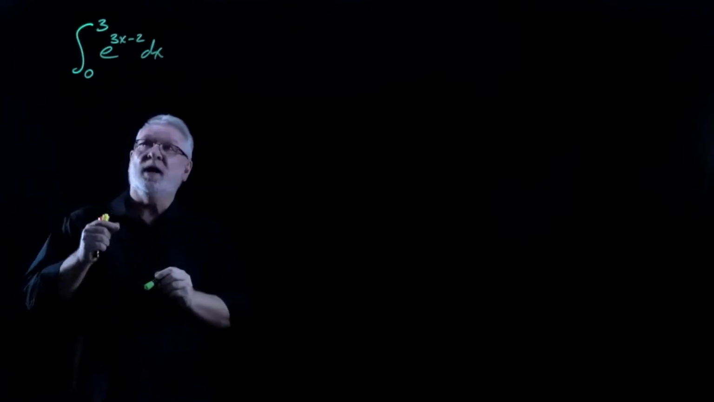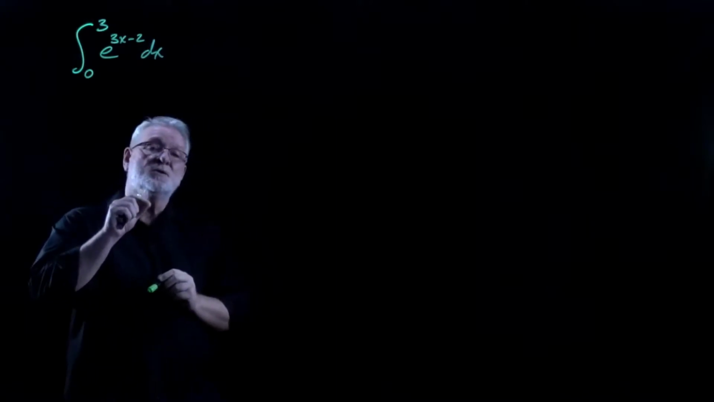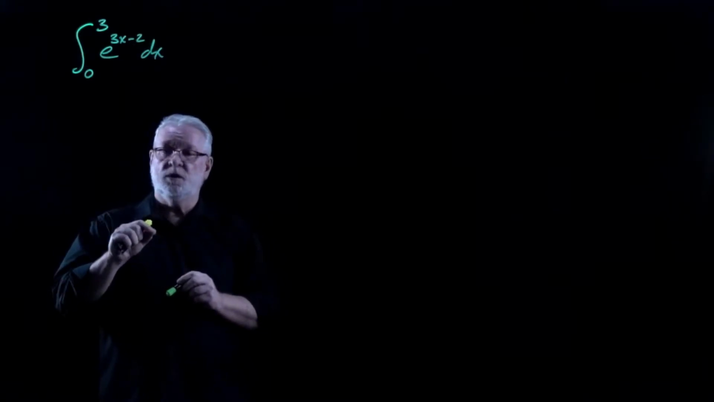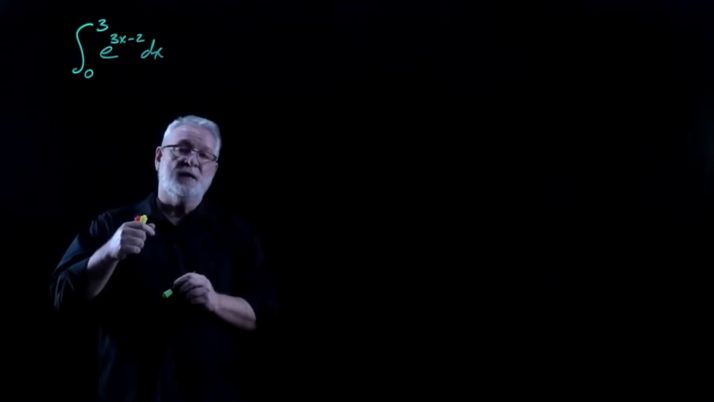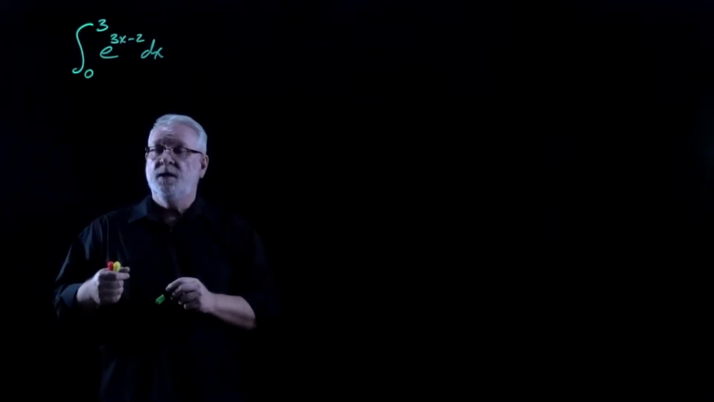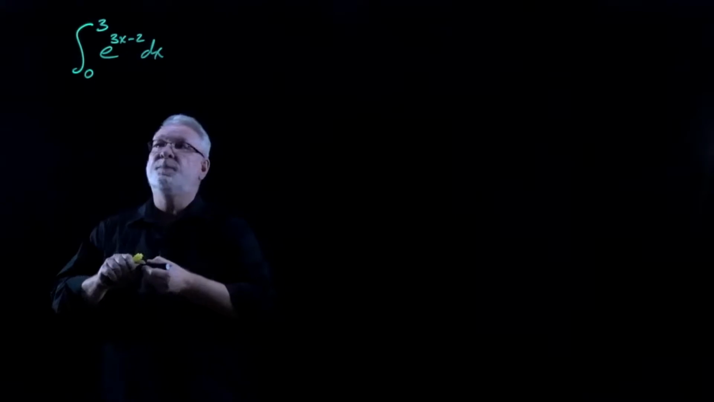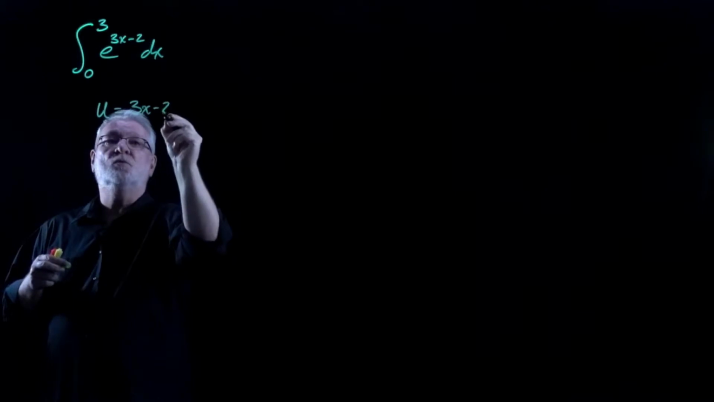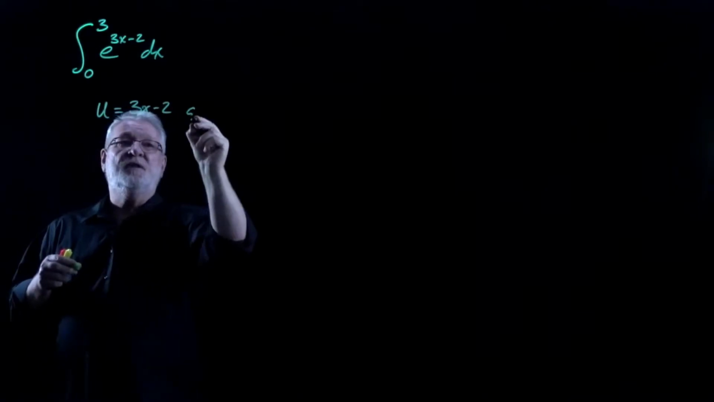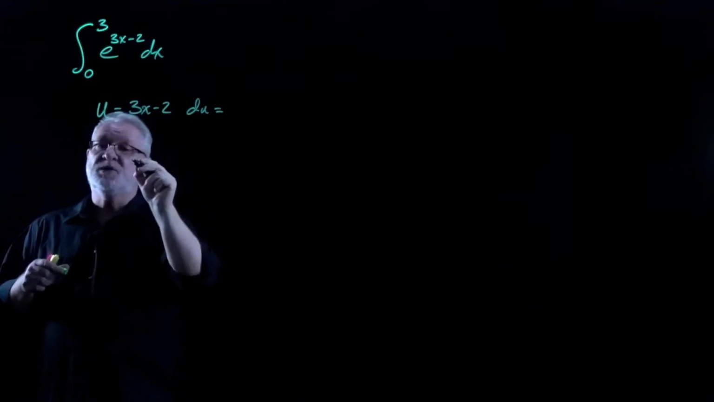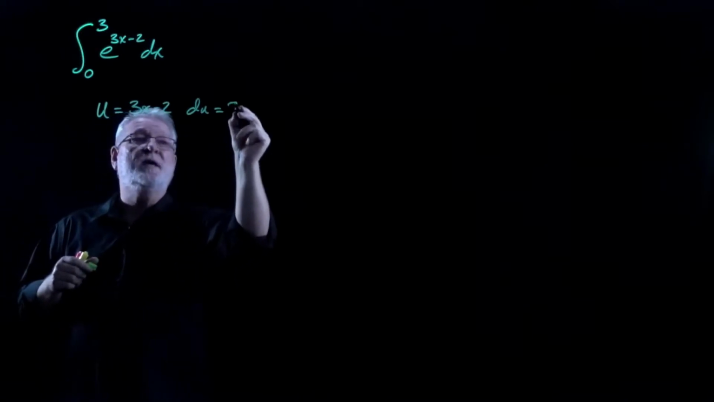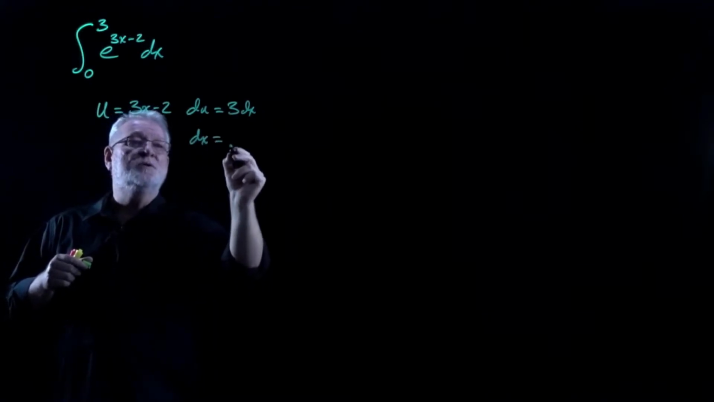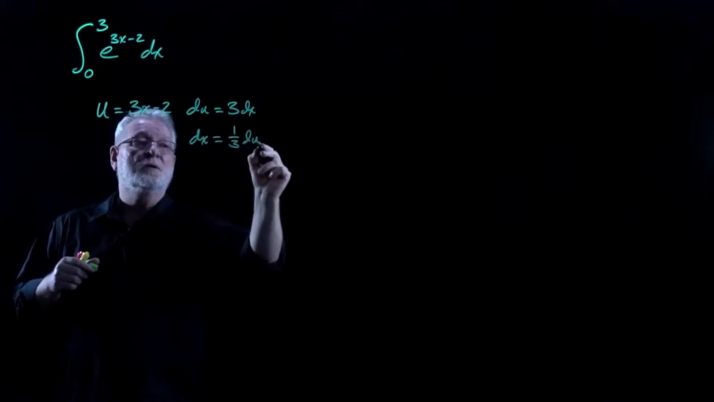If we wanted to integrate e to the 3x minus 2, the first thing we would probably do is perform a u substitution in order to build exactly what should be under the integral for the integral to be simple. Because e to the u is a simple integral, I'll try the substitution that u is going to be equal to 3x minus 2. That means du, the derivative of this, which really represents du/dx, is just going to be 3 dx. That means dx itself is going to be equal to 1/3 du.